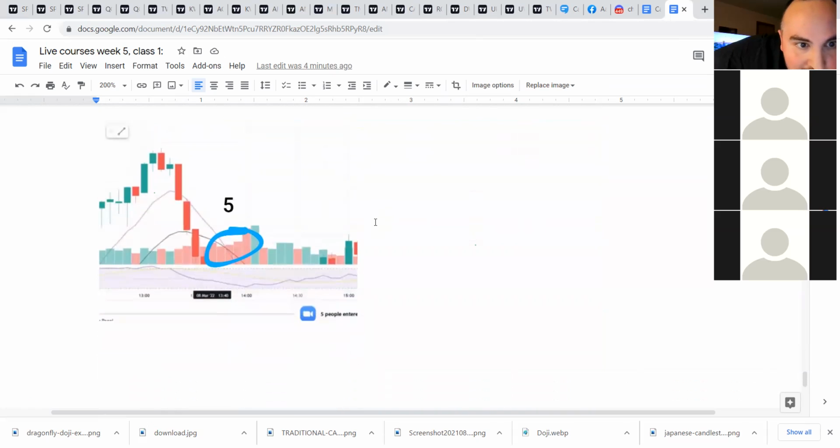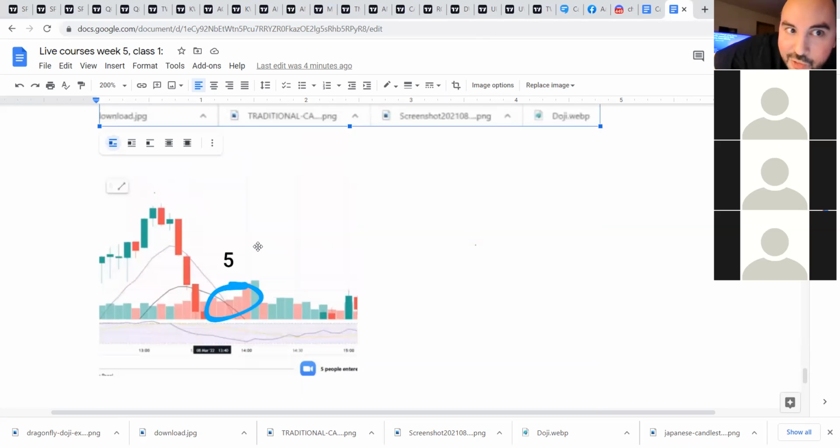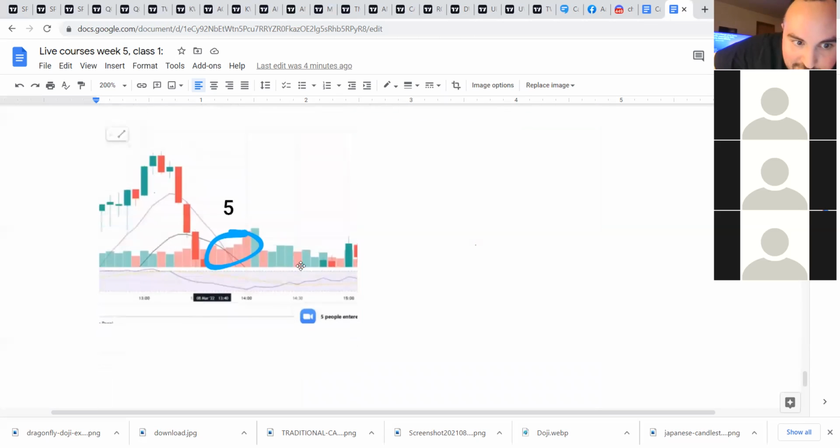So what do I got here? Oh, okay. And then number 5, I guess I just printed it out. We all know what this is by this point, right? Everybody knows what this is now, right? Very important. Yep, bear death cross. And the opposite is what? A golden cross, a bull cross.